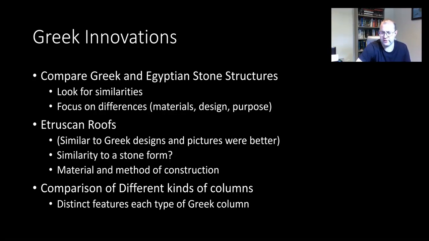In this section there'll be multiple slides for each type of column, only one slide for the third type of column. It's really a variation on one of the other ones. But yeah, try and figure out what the differences are between the different types of Greek columns, and they're also compared to Egyptian columns for good measure. Okay, so that is what you're going to be looking at with this set of observations.